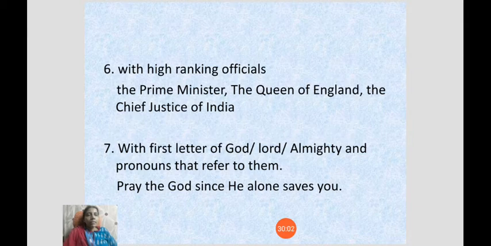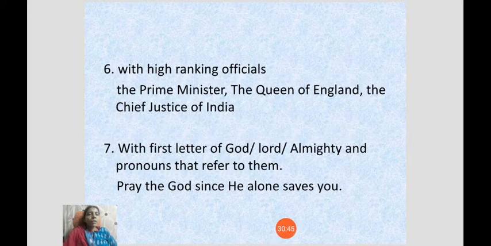With the first letter of God, Lord, or Almighty, and pronouns that refer to them. Here it's a small error. Make it Lord, L capital there. So whenever you write God, Lord, Almighty, you need to use them in capital. Let's take the example. Pray the God. So God we are writing in capital G.